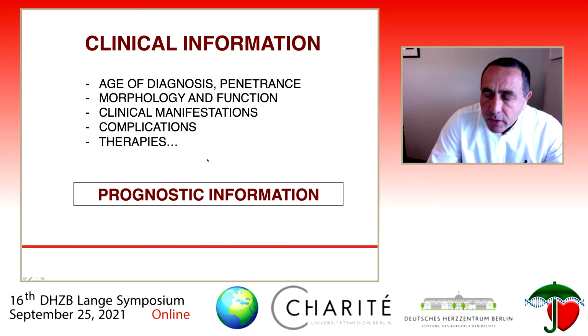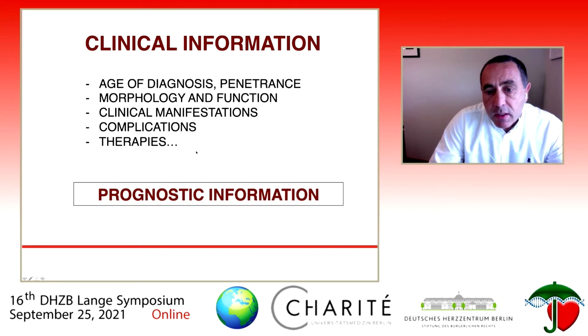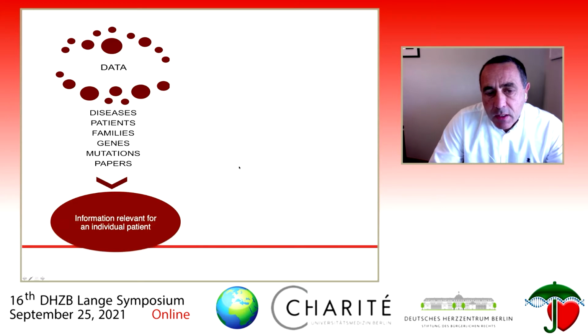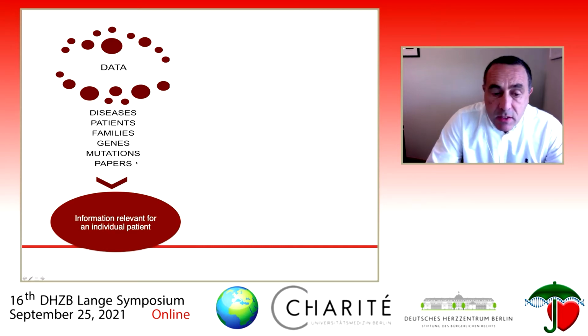The only way to get prognostic information is to recover the information that is available and to do additional studies and research. So knowledge management is essential for this step. We have data about diseases, patients, families, genes, and mutations that are dispersed in many different papers, congress meetings, and presentations like this. We need to transform more of this data into information and knowledge that we can apply to an individual patient.